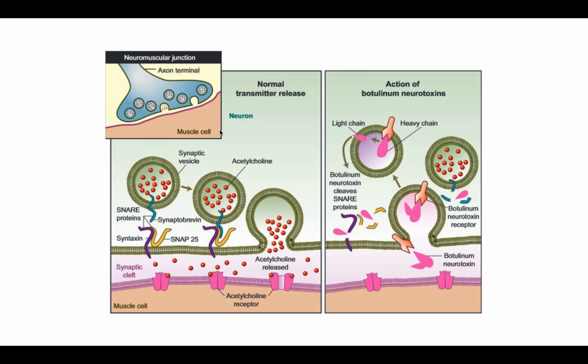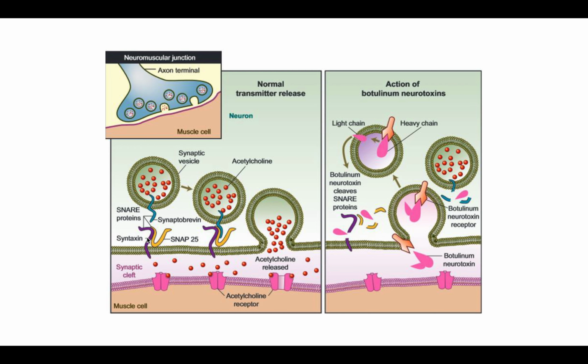So let's look at it bigger. Let's look at the whole left side of the diagram now, and it's titled normal transmitter release. So in a state of normal transmitter release, or even excited, like over in a pathogenic state when acetylcholine is being flushed out a lot into the synaptic cleft, we have again the synaptic vesicle with the acetylcholine in red, and you can see this SNARE protein.